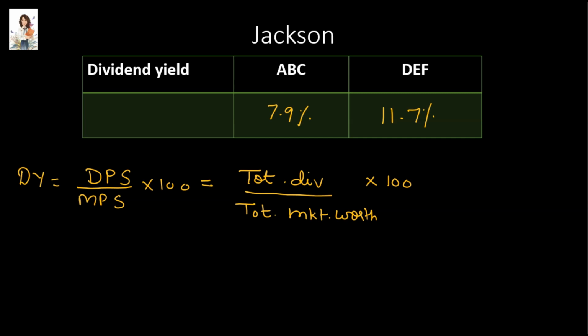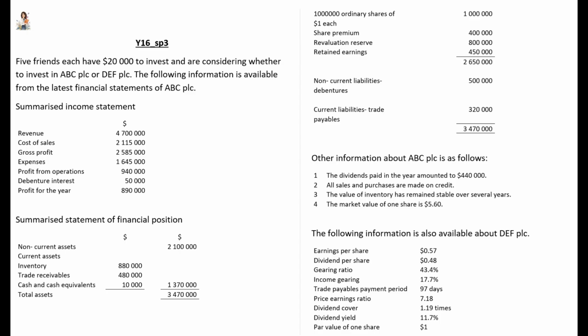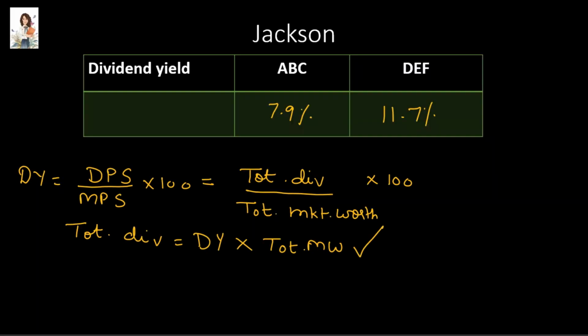Rearranging this equation, I can get total dividend is equal to dividend yield ratio multiplied by total market worth. Total market worth here means the market value of those shares that Jackson will purchase. We have already been told that each friend had $20,000 to invest, and therefore we can say that the market worth of Jackson's shares is $20,000. We will use this formula to find out the dividend received by Jackson in each of the two companies.